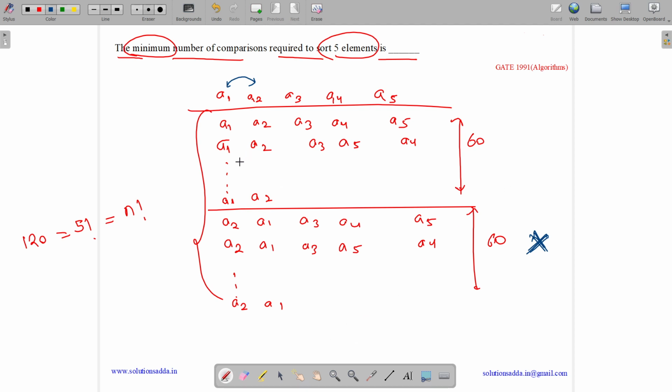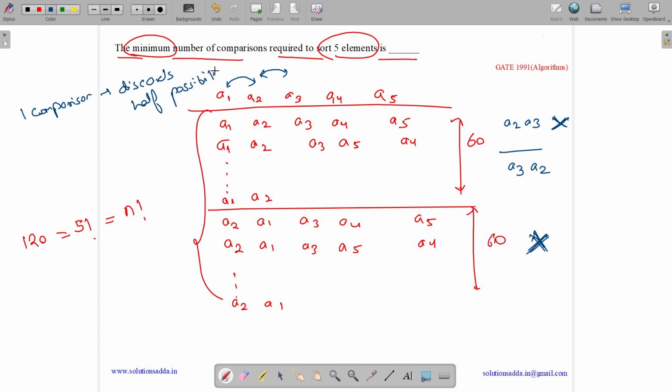Now also over here, half of the items. Let us suppose we make a second comparison between A2 and A3. Out of the 60, 30 will have A2 before A3 and 30 will have A2 after A3. Let us suppose A2 is greater than A3, so we can discard this part. Which means at each comparison, we discard half the possibilities.